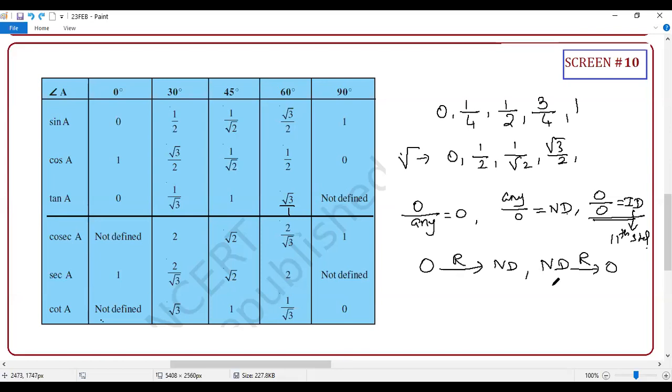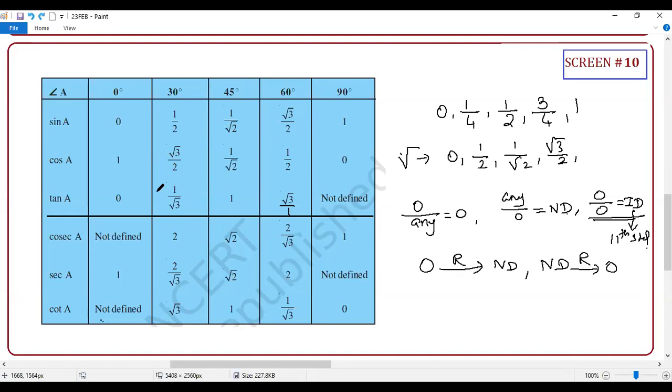Guys, I tried my best to make you understand, sir, but the problem is, suddenly if I want sec 45, sir, how will I remember? If you ask me, guys, I don't remember this value. I will remember only these values, sine and cos. I know that sine 45 is 1 by root 2. Sec is reciprocal of what? Sorry, cos. So cos 45 is 1 by root 2. So the reciprocal is what? Root 2.